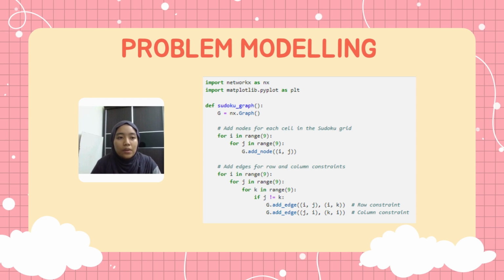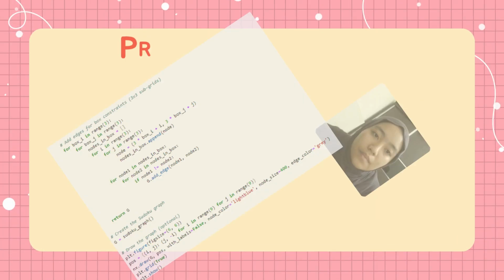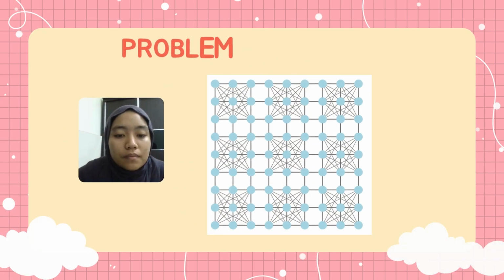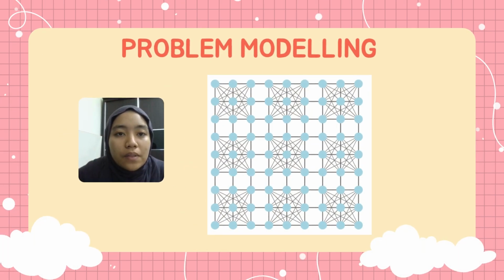First, import networkx and matplotlib.pyplot. Then define the Sudoku graph. Next, add nodes for each cell and edges for rows and columns. Then add edges for box constraints and plot the graph that represents a Sudoku grid. This is a simple graph representation of a Sudoku grid in Python.